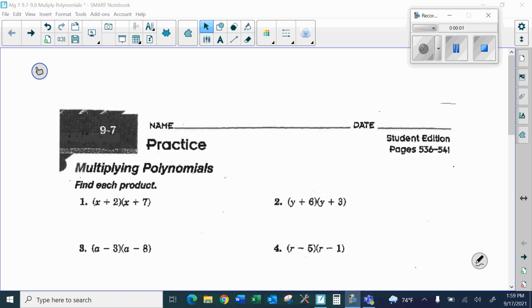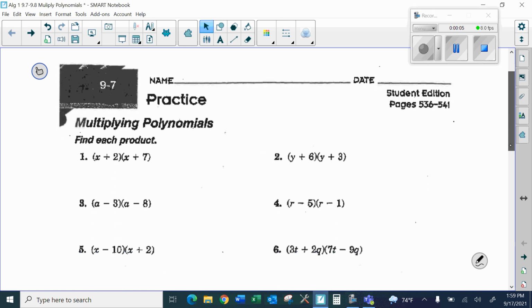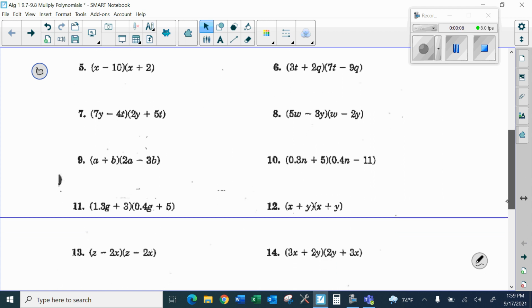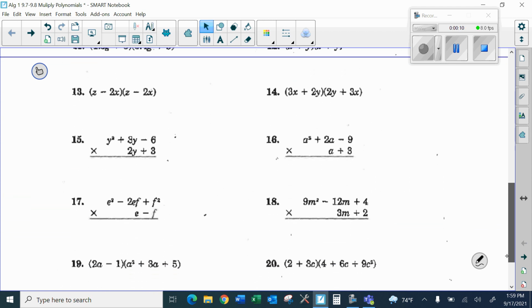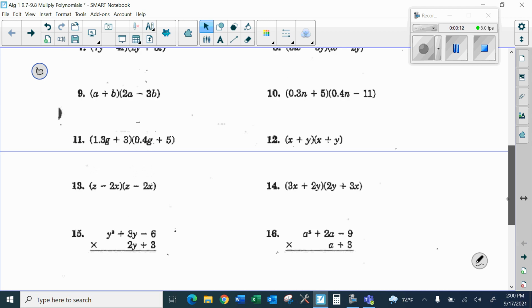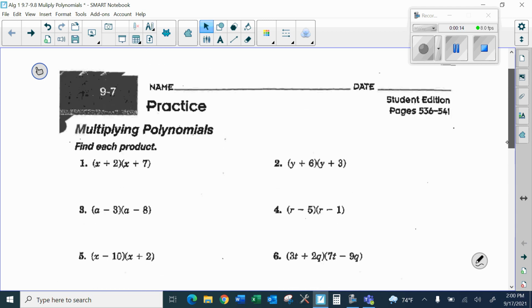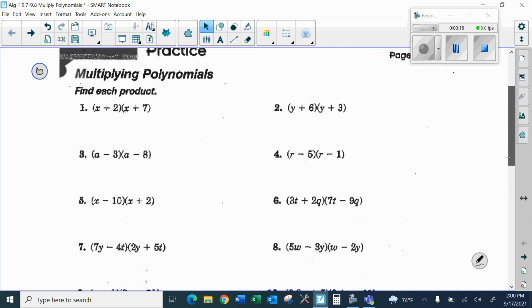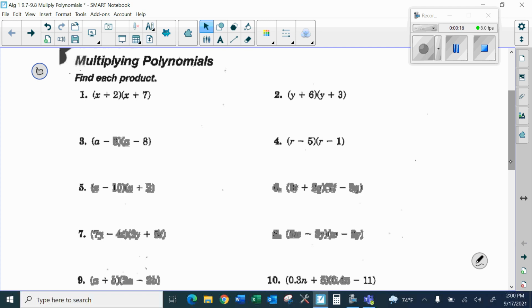Okay, students, today we're going to do some more multiplying, this time of binomials. Our binomial means two terms. And on the back side, we'll get to binomial times a trinomial. I'm going to do some odds, and then the assignment will be to do the evens. So let's look at number 3 here.